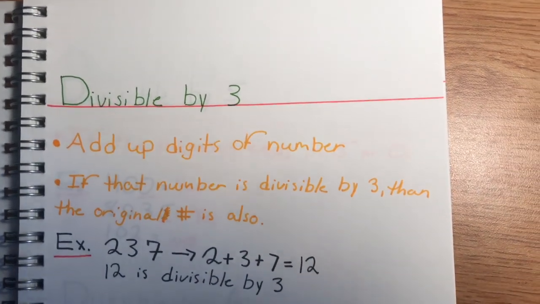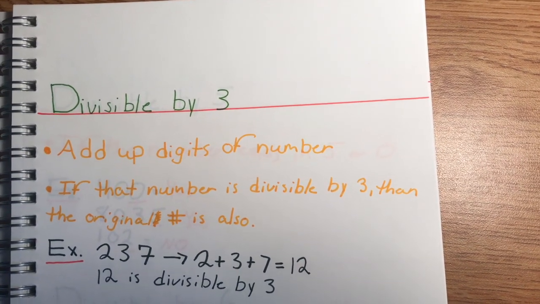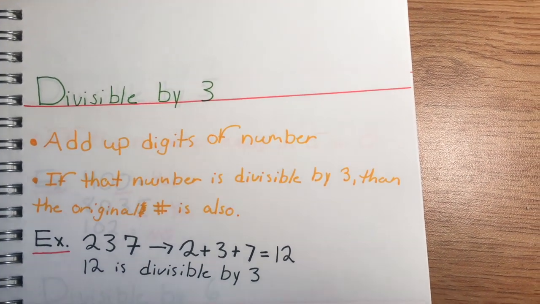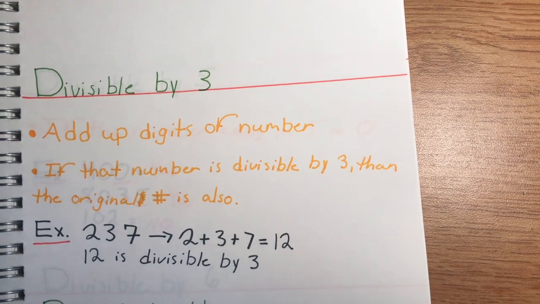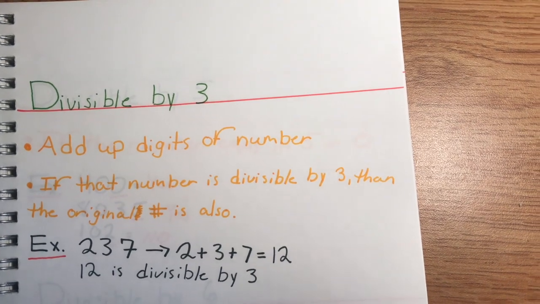Divisible by 3. Add up all digits of the number. If that number is divisible by 3, then the original number is also. For example, 237. 2 plus 3 plus 7 equals 12. 12 is divisible by 3.